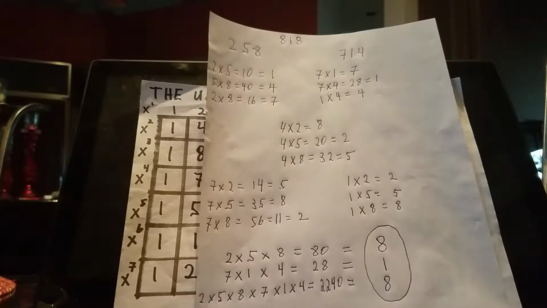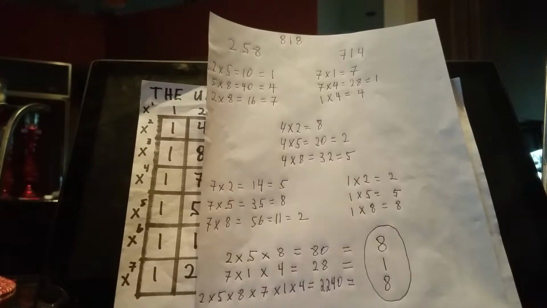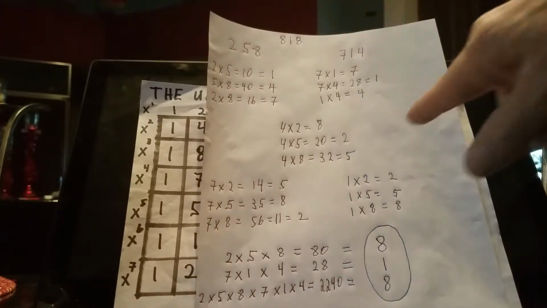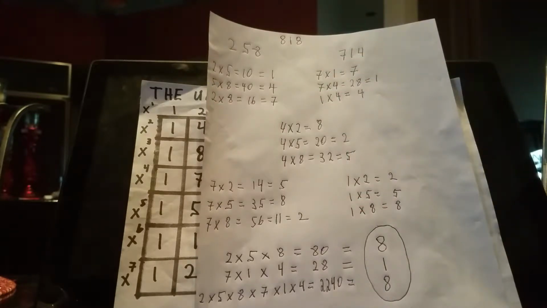It's the same thing. Now we'll take the 7 and multiply it by the 2, 5, and 8. 7 times 2 is 14 equals 5. 7 times 5 equals 35 equals 8. And 7 times 8 equals 56 equals 11. 1 plus 1 equals 2. So that 7 portion just turned into the 258. Now we'll take the 1 portion of the 714. 1 times 2 and 1 times 5, 1 times 8 is obviously going to be 258.